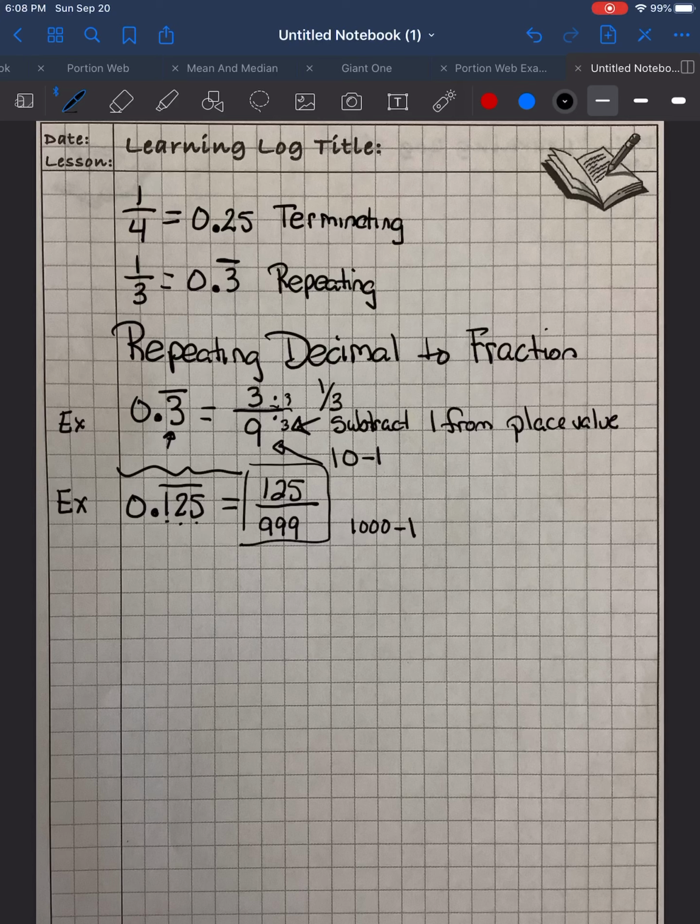That is how we change a repeating decimal into a fraction, because it's possible, because all decimals have a fraction equivalent. So we have to have a way to do that. Okay, just think about that repeating line reminding you that you are subtracting 1 from what the denominator would have been if you didn't have a repeating decimal.